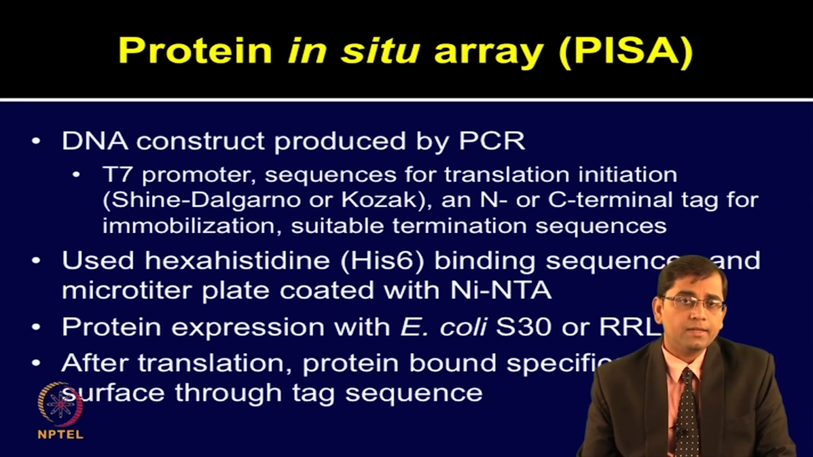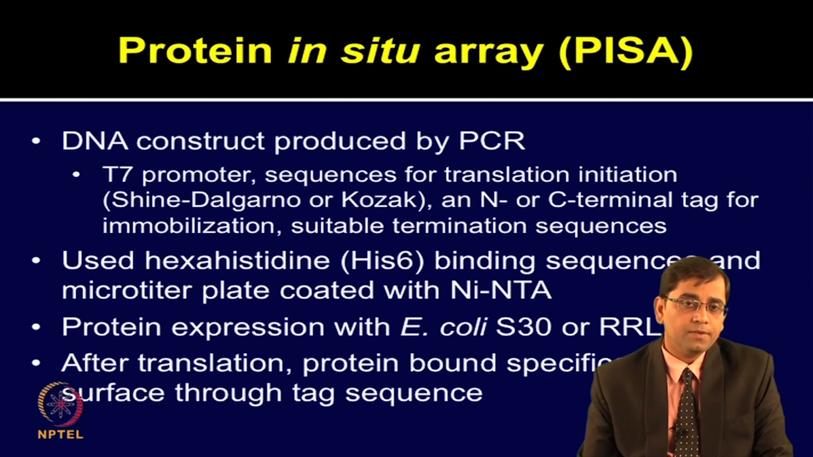The solid surface has to be functionalized and nickel NTA added on the surface. So, one needs to add a histidine tag so that binding can be specific. A hexahistidine or histidine 6 tag binding sequence and a microtiter plate, which is coated with nickel NTA, are used for this purpose. The protein expression can be performed by using an E. coli based system or rabbit reticulocyte lysate.